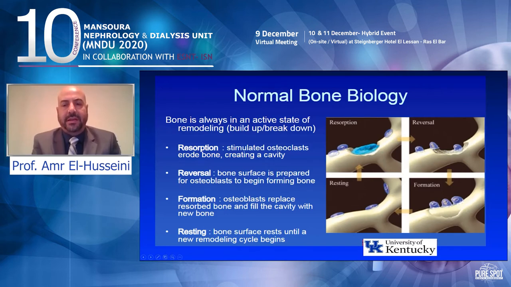Then there is a stage of bone reversal, when the osteoblasts come in and prepare the surface for bone formation, which is stage three, bone formation. The osteoblasts replace the old bone and fill in the cavity. Then the bone enters a resting stage. So bone turnover happens all the time. Bone remodeling is a continuous process.